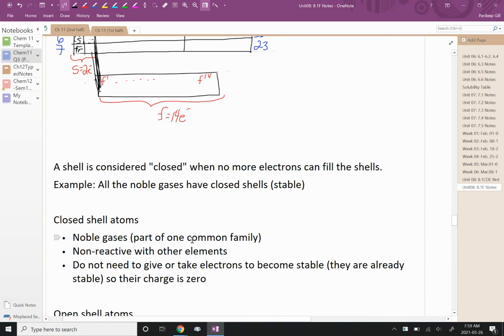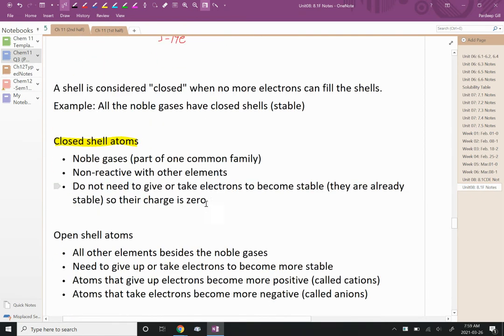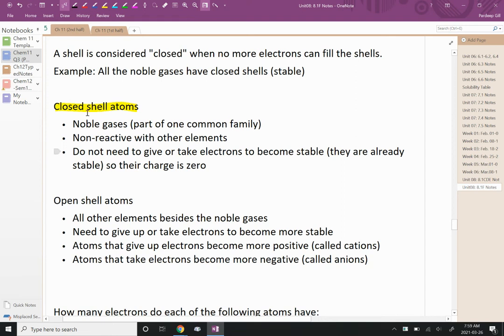Just a couple of things I wanted to go over here with some terms. A closed shell is when no more electrons can fill that orbit. So all noble gases have closed shells. They're very stable. Like neon here has the maximum 6 plus 2, 8 electrons in its outer shell plus 2 in the core. Closed shell atoms are non-reactive with other elements. They don't need to give or take electrons to become stable because they already are stable. So their charge is always 0.